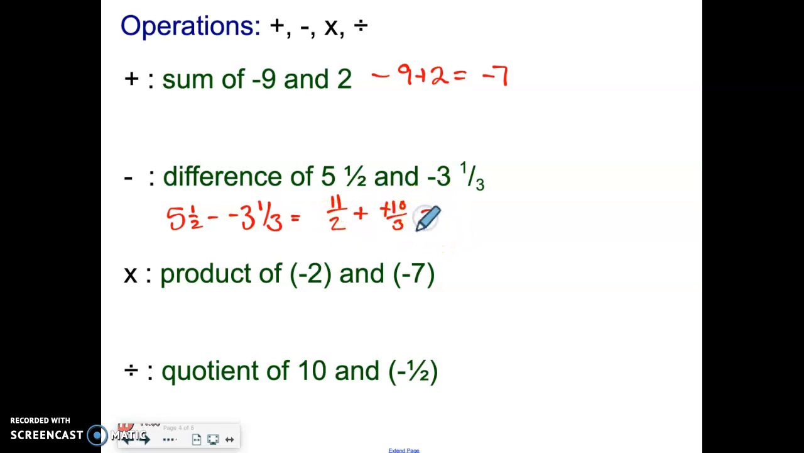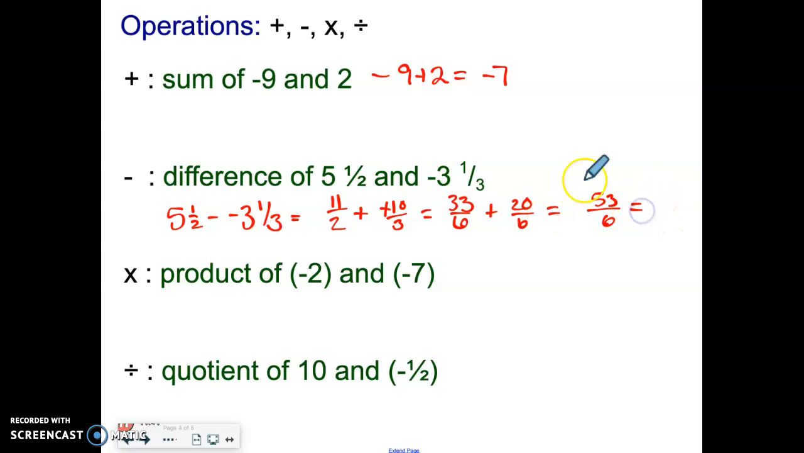Now I need to create common denominators. My 2 denominators are 2 and 3. Common denominator would be a 6. If I think about what I multiplied 2 by to get 6, 2 times 3 is 6, so 2 times 3 is 6. 3 times 2 is 6, and 3 times 11 would be 33. On this one I have 3 times 2 is 6, and therefore 2 times 10 is 20. And now I can add those together to get 53 sixths.